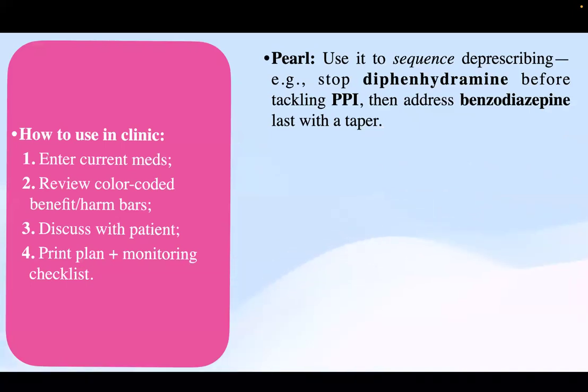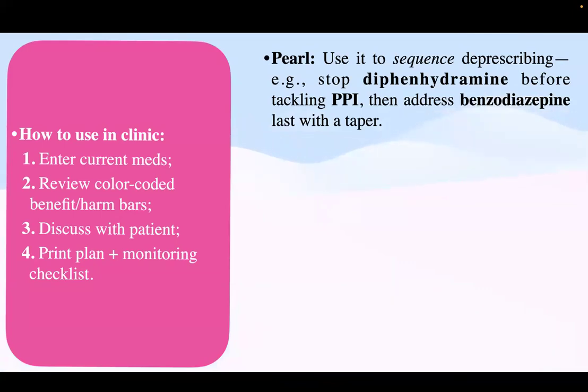So if you insert this medicine prescription into Med Stopper or the Stop/Start criteria, what will it give you? The suggestion of stopping diphenhydramine, okay, quickly. Then tackle the PPI, the second line. Tackling PPI means it is a proton pump inhibitor being used for long term without clear ongoing indication. So it will suggest you to reduce or stop it next.